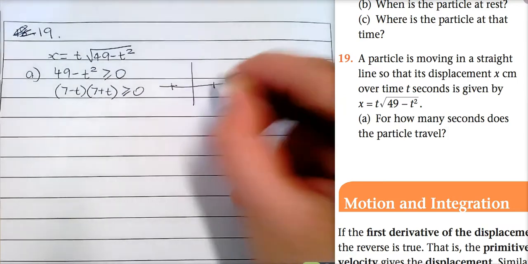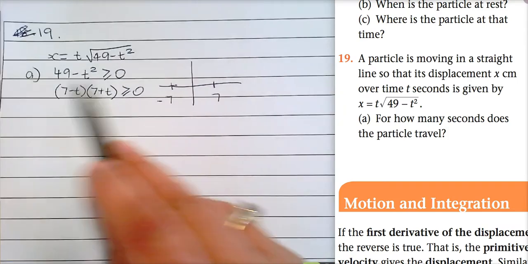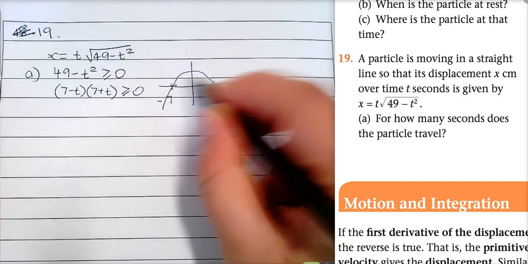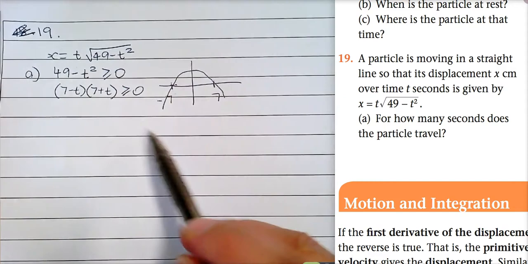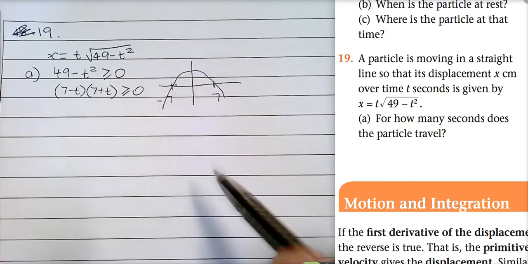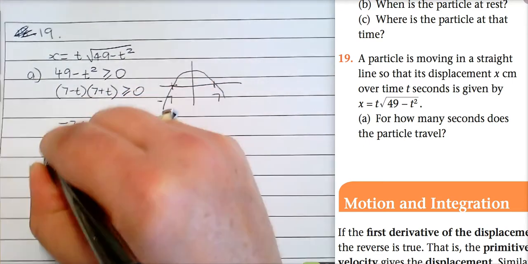Look, you don't have to. 7 and negative 7. And what is it? Concave up or down? So therefore, do you remember how to sketch this? How to solve this? Yeah, t lies between negative 7 and 7. So I've got negative 7 less than or equal to t less than or equal to 7.